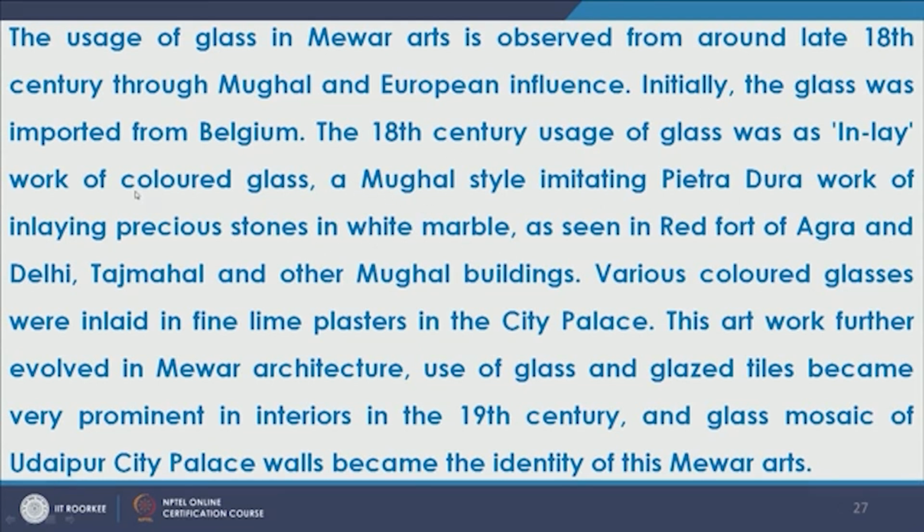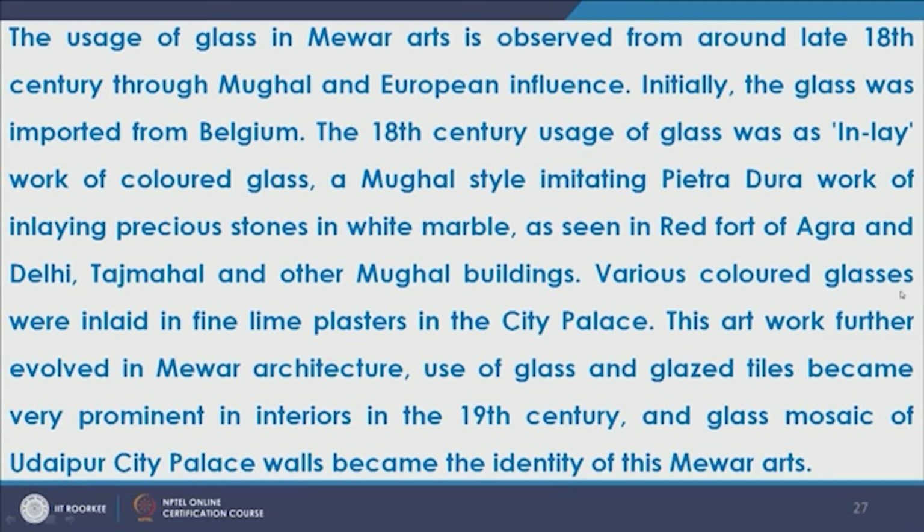Now this kind of inlay work is an imitation of the Mughal style which is called Pietra Dura work, and we can see this inlay of precious stones in white marble. When we talk about white marble and precious stones, the Taj Mahal instantly comes to our mind. So this kind of inlaying work has been seen in the Red Fort of Agra and Delhi, of course the Taj Mahal, and many other Mughal buildings.